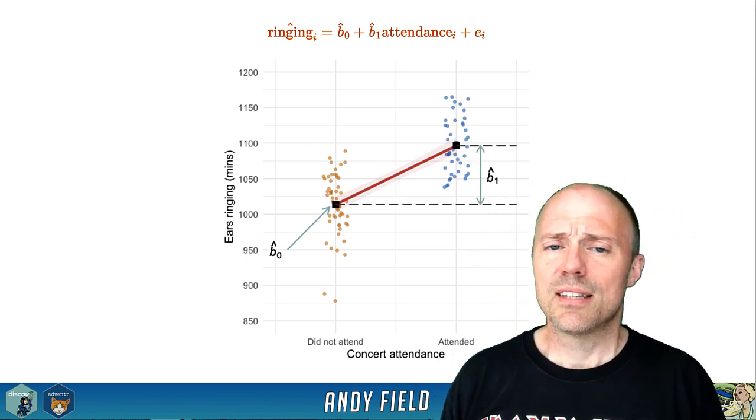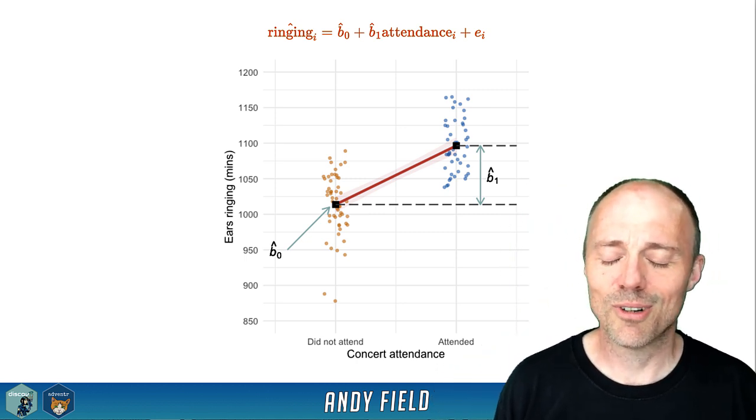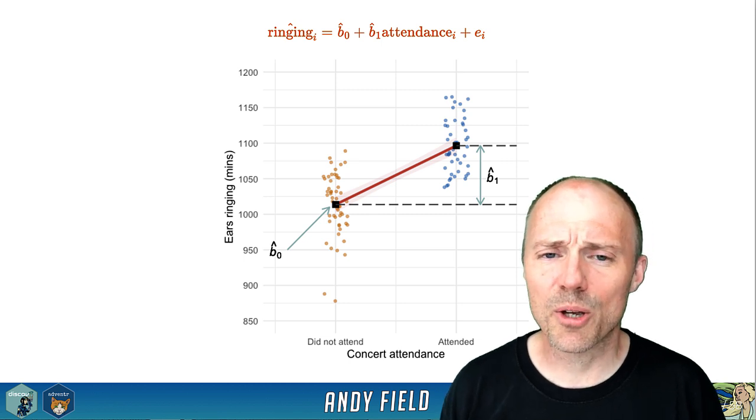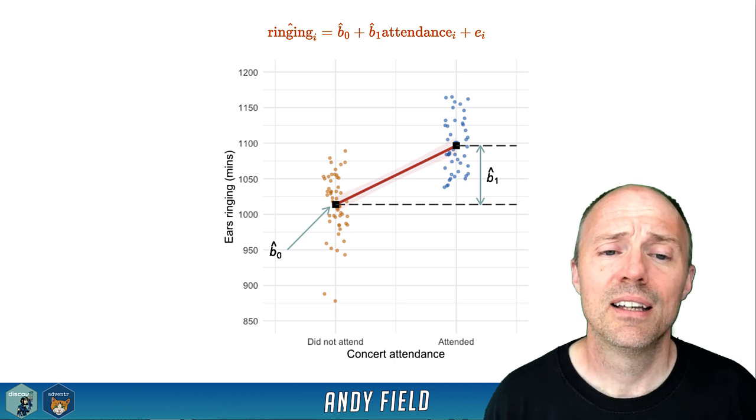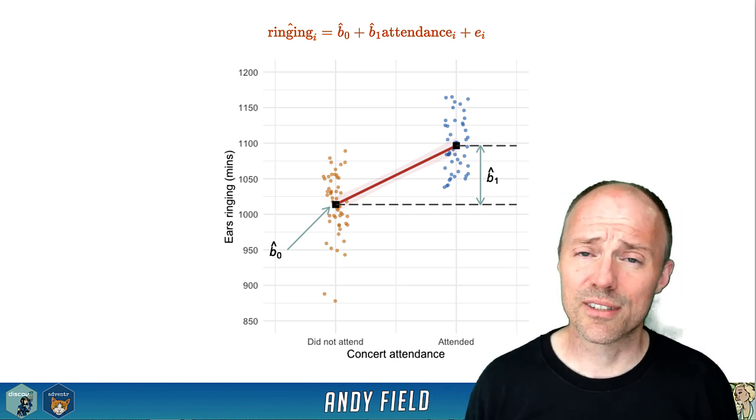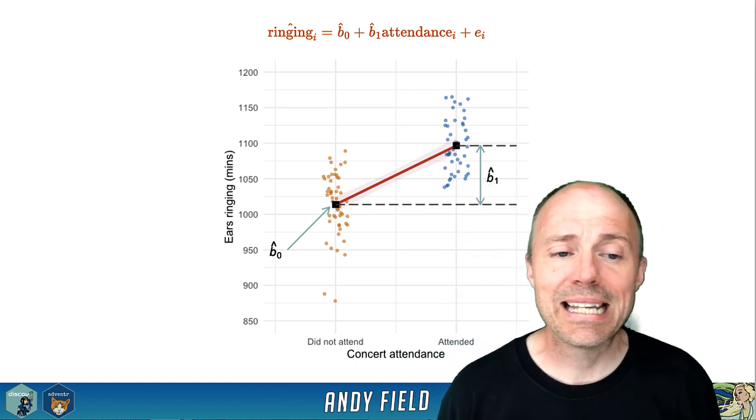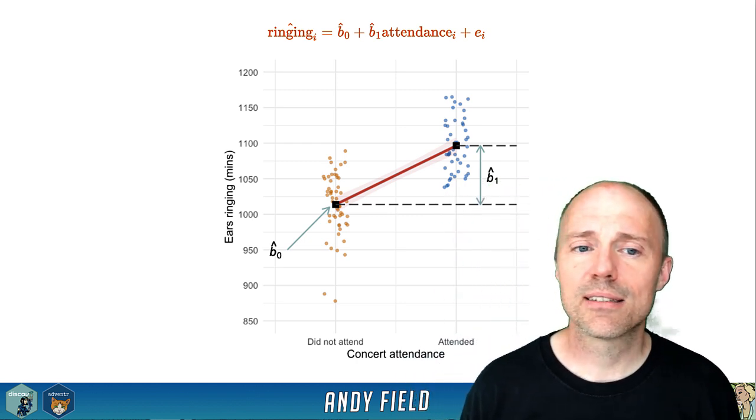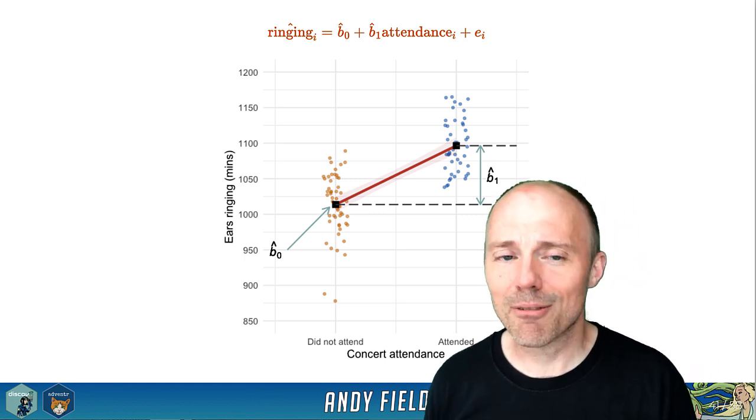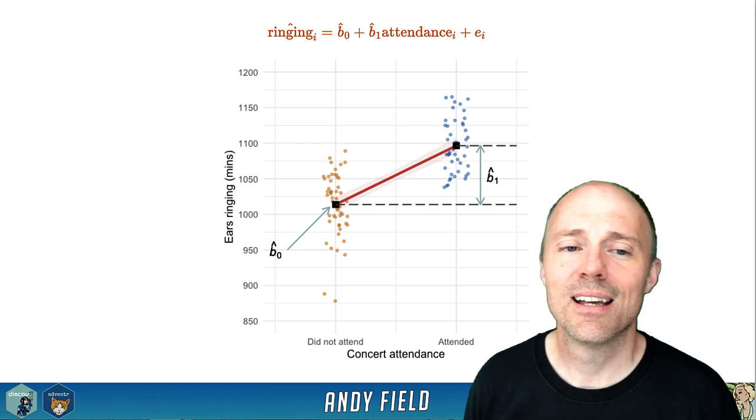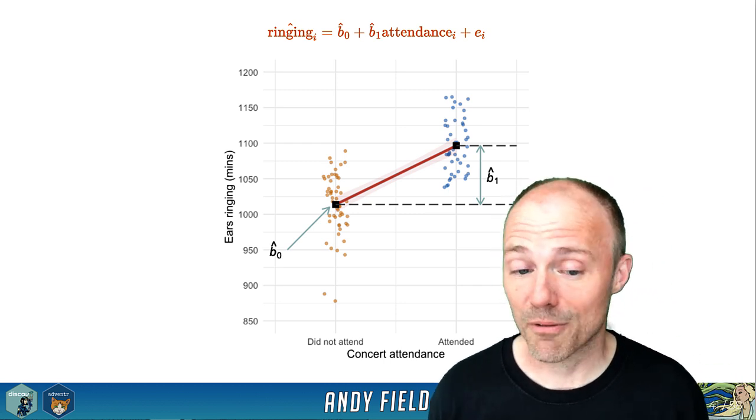You can see the blue cloud, or the cloud on the right of the screen, is those that attended the concert, and they have a higher mean. So the mean of that group is higher than the mean of those that did not attend the concert. And the difference between those two means is what beta 1 is going to represent. And beta 0, the intercept here, represents the mean in what's known as the reference category. We're going to cover this in a few weeks, so it'll make more sense. But just bear in mind that in this case, the intercept is a mean of one of the groups.